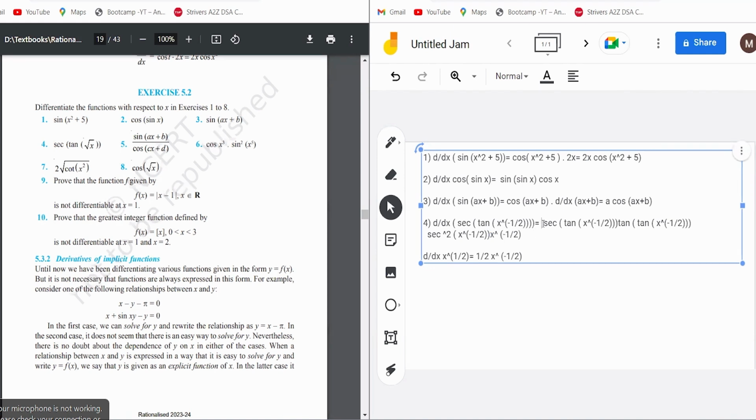Okay. So let me make it 1 by 2 here. 1 by 2 multiplied by this thing. Okay. So this is the final answer of differentiation. What we have done in this question, we have done nothing. We have just firstly differentiated sec x, then we came inside, we differentiated tan of root x, then we came more inside and we differentiated root x. So it is just a chain rule, nothing else.